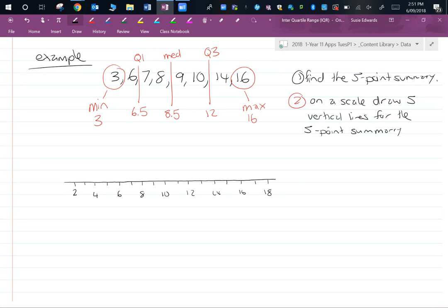And so we're just drawing 5 vertical lines. You don't need to write the numbers. You don't need to write Q1 or anything. It's just a line to show each one. So the minimum's at 3, so we draw a line. The Q1's at 6.5, so we draw a line. 8.5, 12, and 16. Okay, 5 vertical lines.